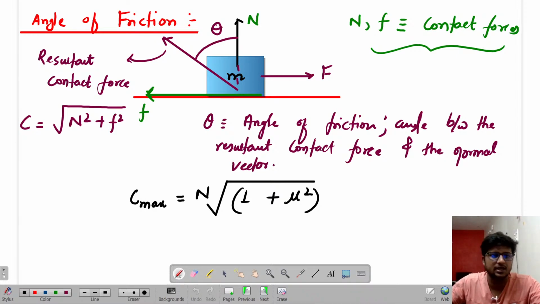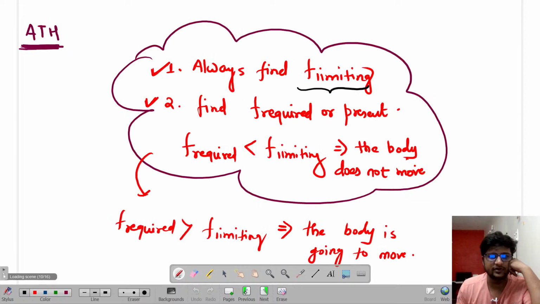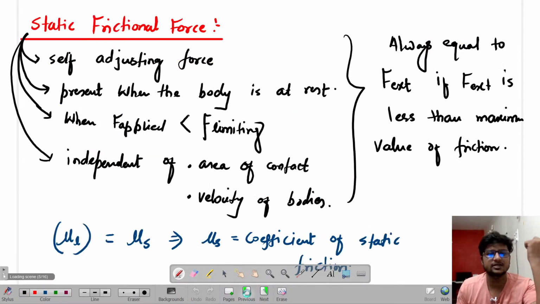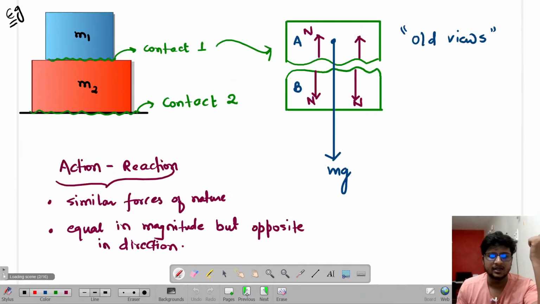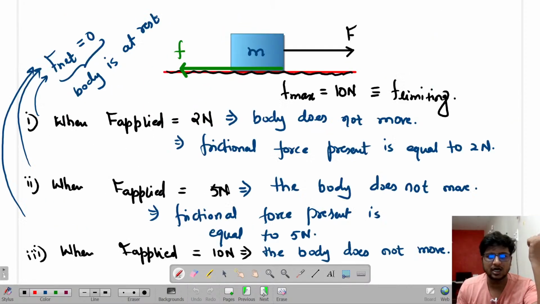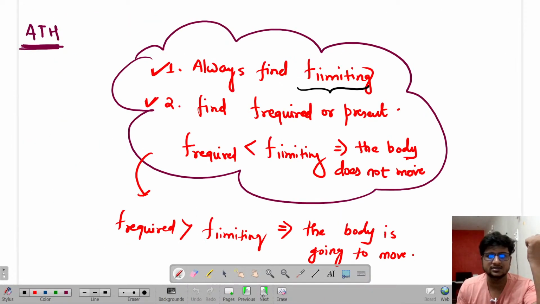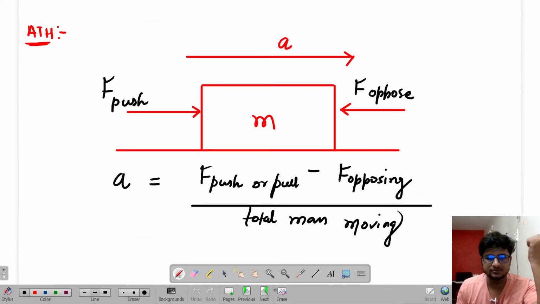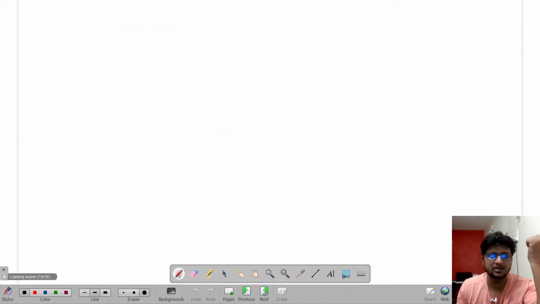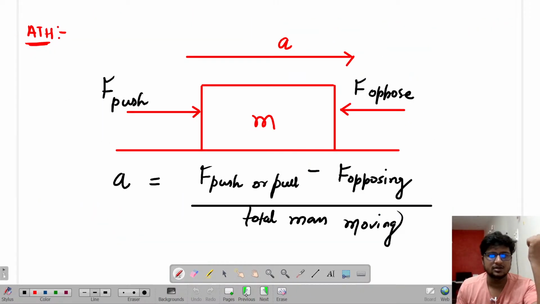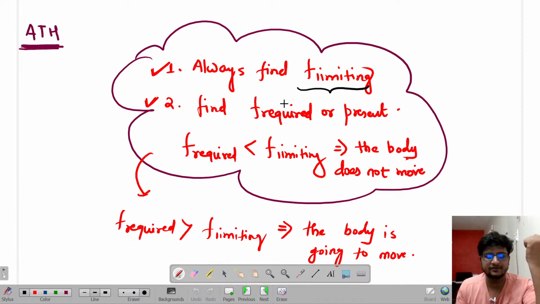So let us start this. Earlier we had a discussion about this type of friction, and we discussed the different types of friction and how they are connected. I told you one method to remember the idea of friction: you have to focus on this particular part where the slide always finds f limiting.